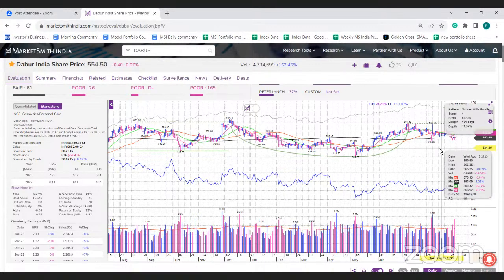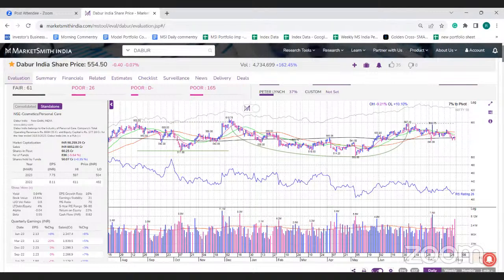Okay, Dabur has been forming a very wide and long saucer with handle base pattern. Currently, it is trading in the handle portion, but the handle portion is not constructive. The volumes are on the higher side when the stock is falling. This is not a positive sign. And also currently it is trading very close to its 200 DMA. A couple of times it reached the 200 DMA and tried to reclaim that level as well. So it's going to be a testing level for the stock. The pivot is still 7% from here, so there is a long way to go.